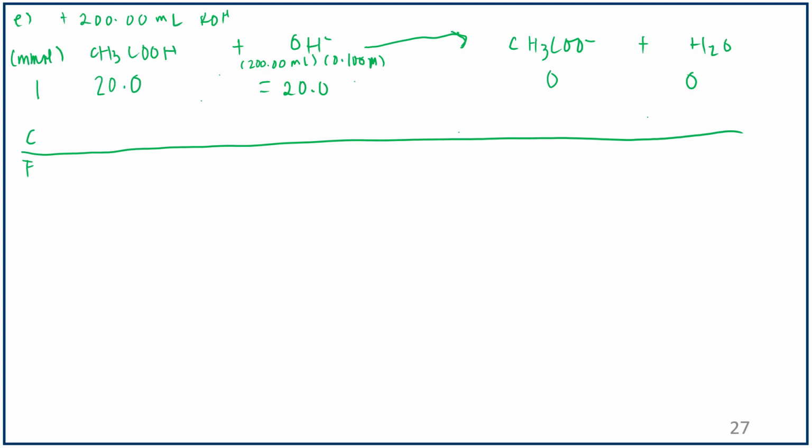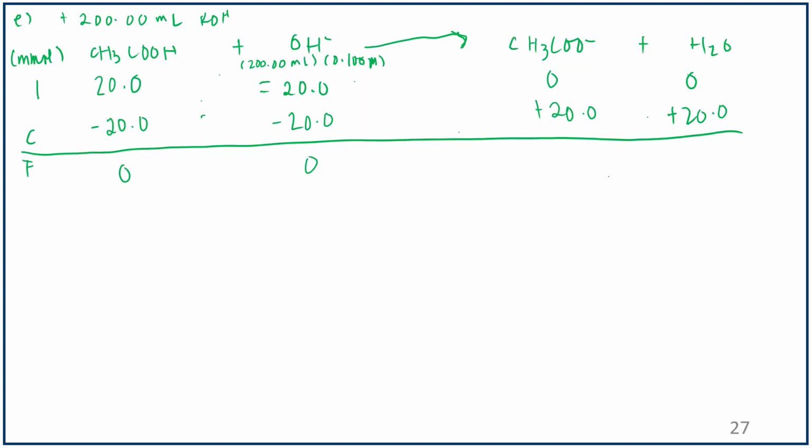Notice that we have equimolar amounts of acetic acid and OH. They will fully consume each other. So we are actually at the equivalence point. So this is minus 20.0, minus 20.0. This is plus 20.0. And in the end, we will have none of the acetic acid left, none of the hydroxide present, but we have converted all of the acetic acid into acetate ions, 20.0.